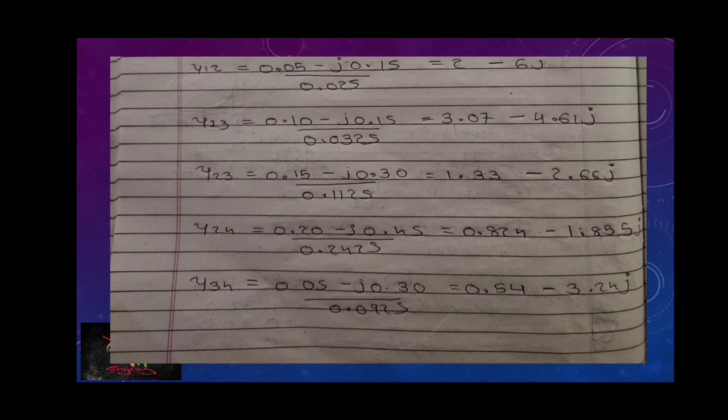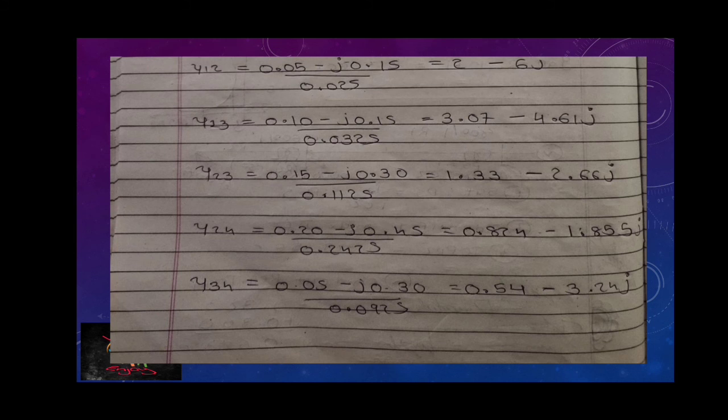So from this equation you can write Z12 is what? 0.05 plus j0.15. Z13 is what? 0.10 plus j0.15. Z23 is what? 0.15 plus j0.30. Z24 is what? 0.20 plus j0.45. Z34 is what? 0.05 plus j0.30. Okay, you can verify this with the particular solution.